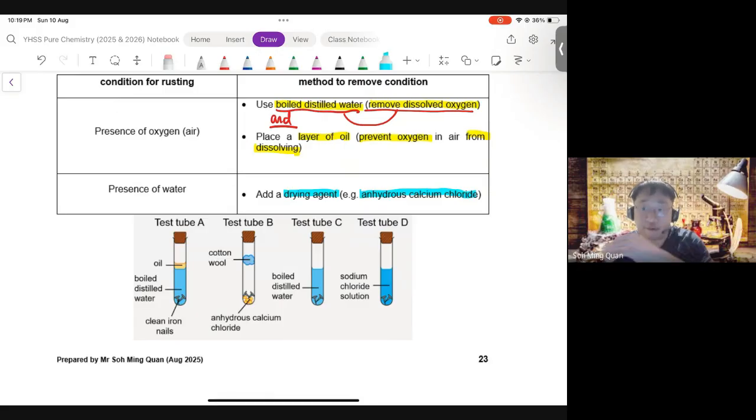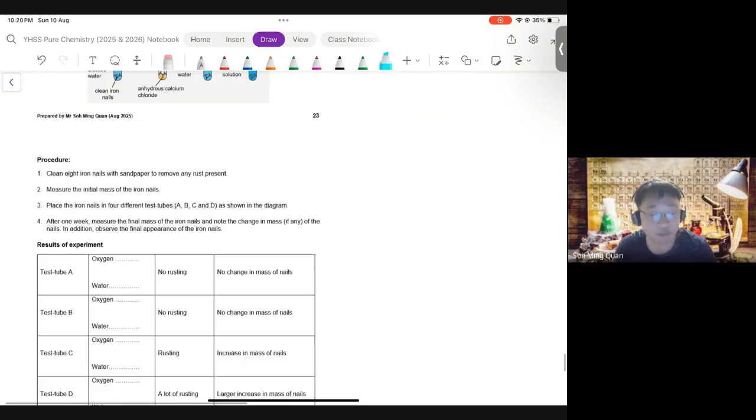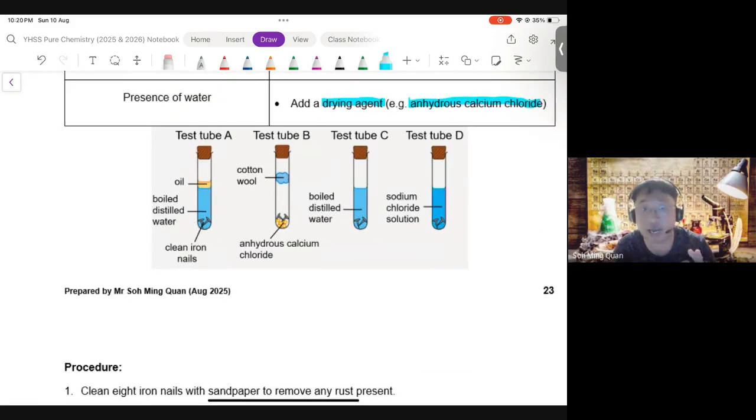Okay, so shown here we have 4 different test tubes, test tube A, B, C, D. Now there is actually a table on the next page that you need to fill up now. But before we get there, I would like us to take a close look at A, B, C, D, each of them. Let's think through what is not present. In A, is it oxygen that's not present or is water not present? How about in B? How about in C? How about in D? So have a think through which condition is present, which condition is not present for rusting.